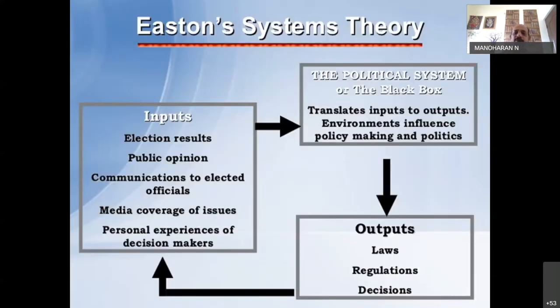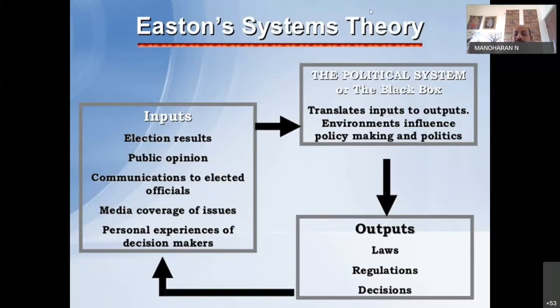So this I'm putting in a different context, Easton's theory, where you have a political system, or otherwise he calls it a black box. Why is it a black box? I may know how decisions are made since I was from the system. Some of you will know because you will be joining the system later. But you don't know what is happening in the system, and somehow somebody funnily called it a black box.